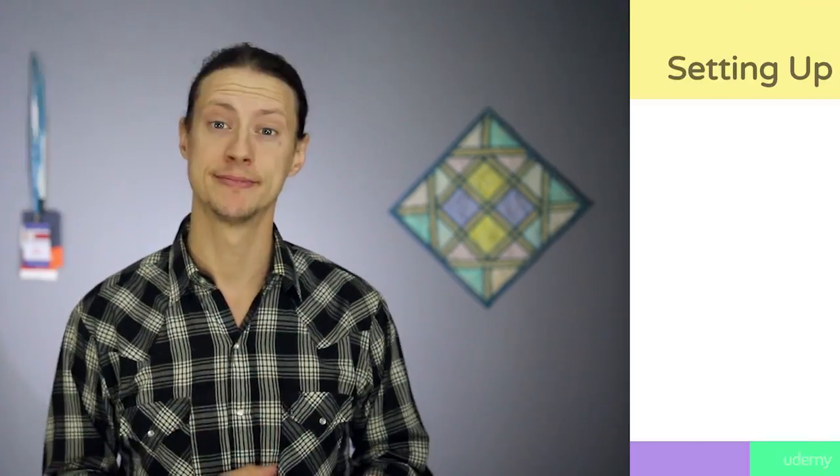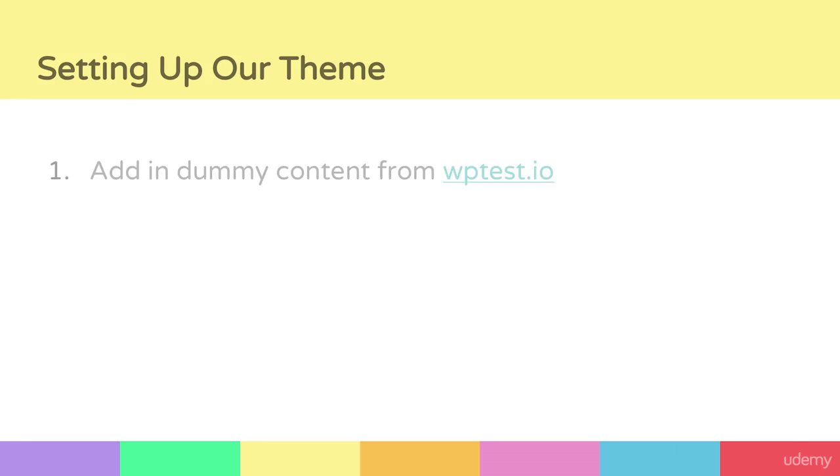In this lesson, we're going to look at the basic steps for setting up a basic WordPress theme from scratch. To set up our theme, we're going to start off by adding in some dummy content from wptest.io.